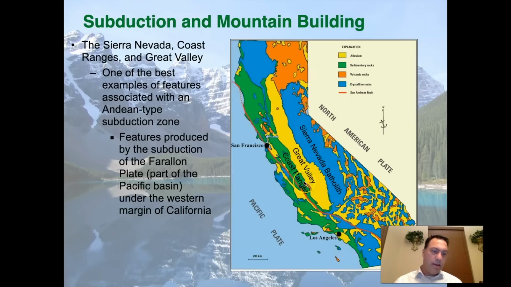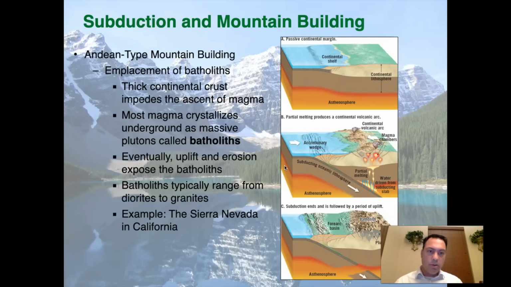The Great Valley is the forearc basin. And then the Coast Ranges over here is, in a lot of ways, the accretionary prism. So when we look at this over here, it's the accretionary wedge, forearc basin, and here's the continental volcanic arc. And then, of course, behind there would be, theoretically, the potential for a back arc basin.